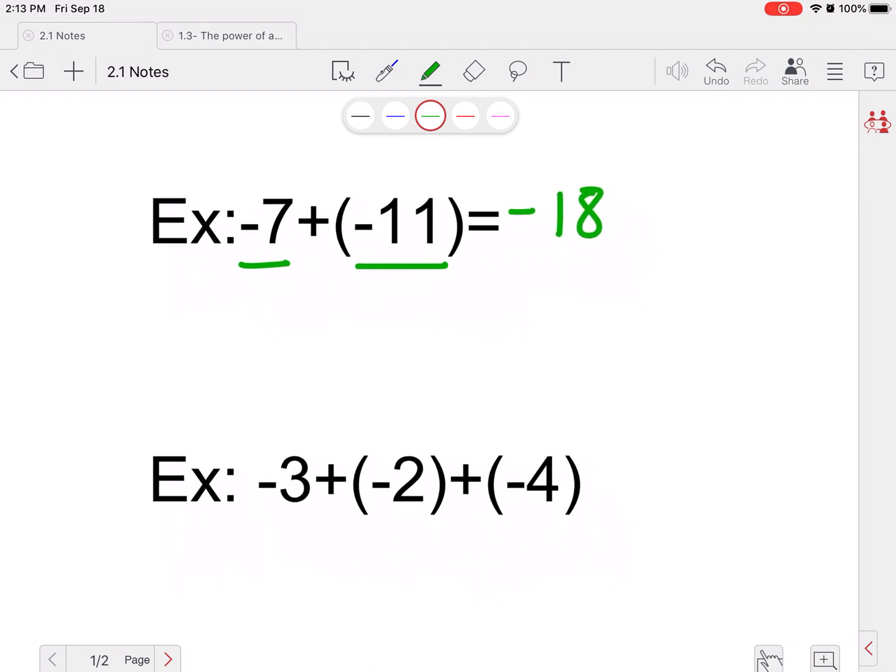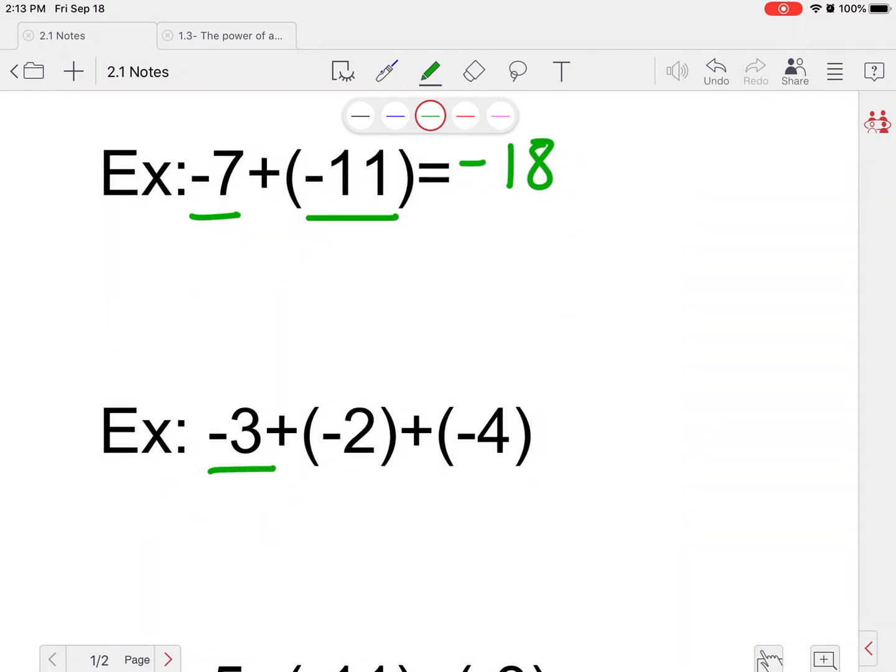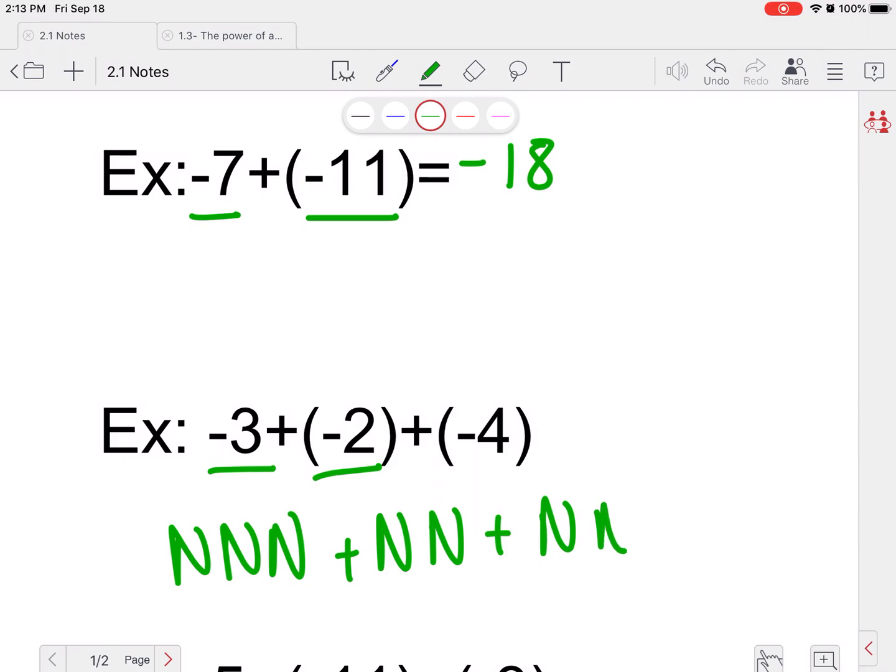We can do the same thing when we have 3 numbers. So I'd say I'm spending 3, I'm spending 2. So I'd have 3 n's and 2 n's plus another 4 n's with my spending $4. So 3 plus 2 is 5, plus another 4 would be 9, so I'd have a negative 9. Or we're spending 3, plus we're spending 2, plus we're spending 4, for a total of $9.